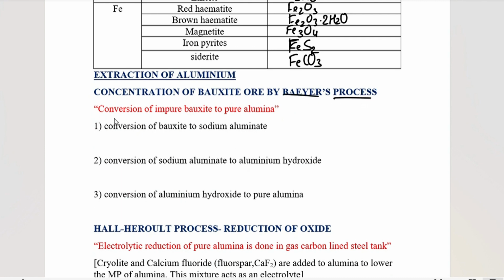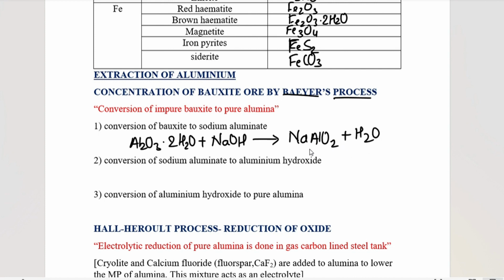What is Bayer's process? Conversion of impure bauxite ore to pure alumina. Alumina is Al2O3. So, conversion of bauxite to sodium aluminate. First you will take bauxite. What is bauxite? Al2O3.2H2O. To this you will add sodium hydroxide solution. You will get sodium aluminate, NaAlO2 plus water.